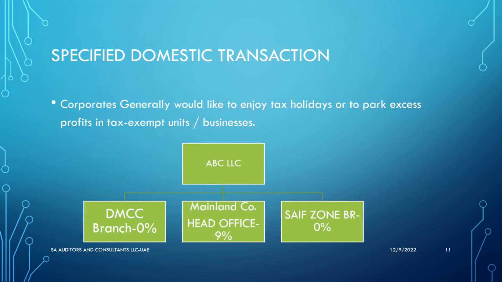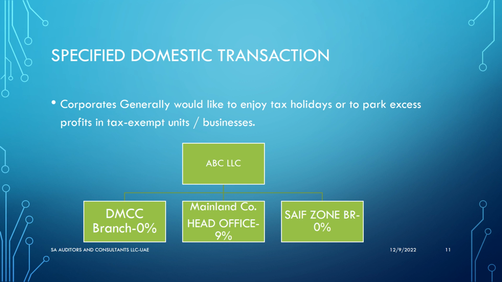Now, come to the specific domestic transaction. As you know, in UAE corporate taxation, they have given a zero rate for free zone companies. If free zone companies are earning profits from other free zone companies, or they are doing only free zone to free zone business, their income will be charged at 0% corporate tax. And if mainland companies are doing business and earning profit, then they have to pay 9% tax. Now, suppose one company has licenses in both free zone and mainland, what will they try to do?